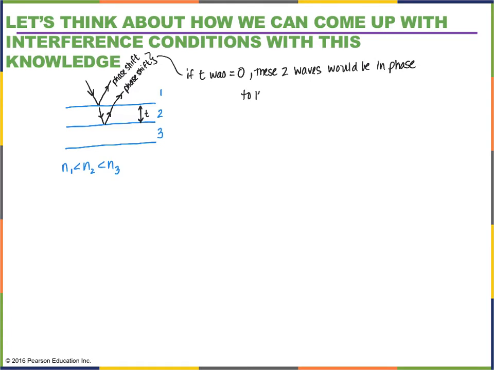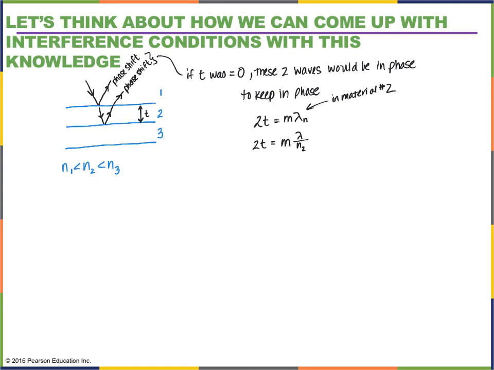So to keep them in phase, that means they're doing the same thing at the same time. We would need the difference in the path length, which is 2t, to be equal to some multiple of the wavelength. However, it's the wavelength that it has in material 2, because when waves go into new materials, their wavelengths change. And so actually, that's equal to lambda over n2 for this particular scenario.